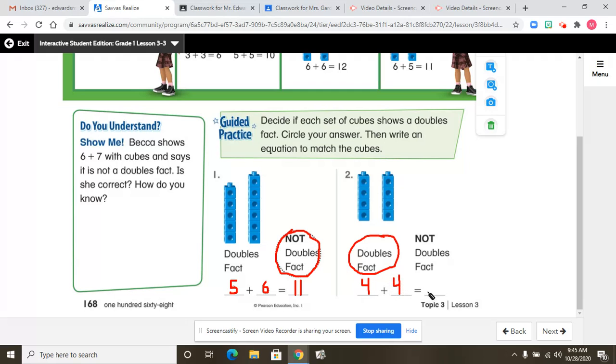Okay, now to get our sum, you can count up each cube, or you can count by twos. Let's count by twos. 2, 4, 6, 8. So 4 plus 4 equals 8. Now, boys and girls, doubles facts are facts that you should be able to do in your head. You should be able to look at a doubles fact and know the answer right away. So make sure you practice those at home, please.